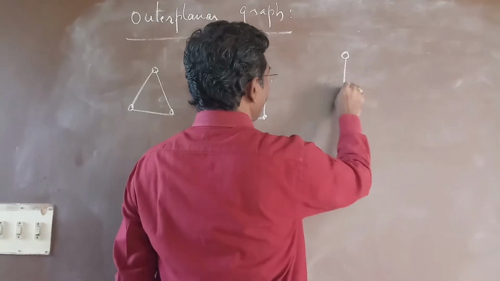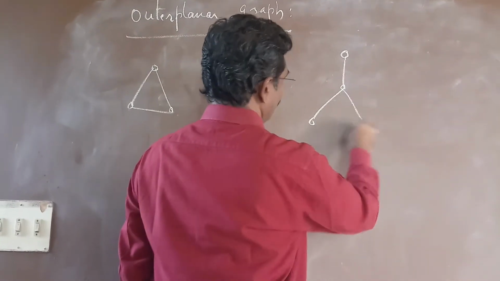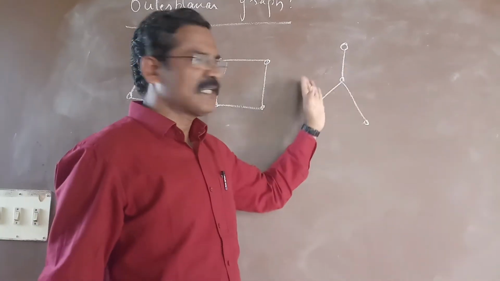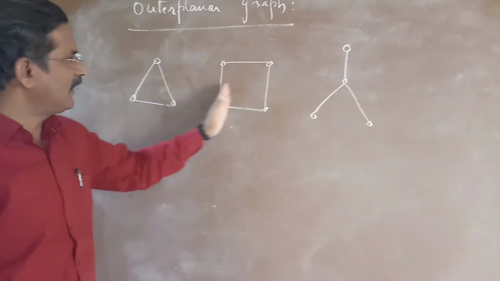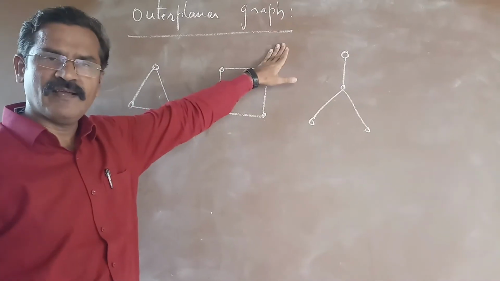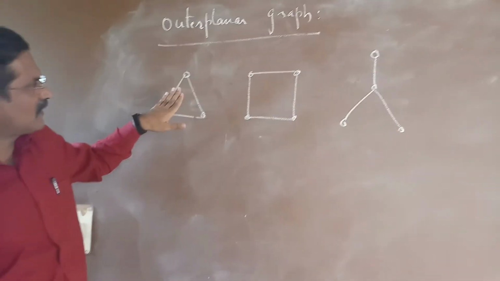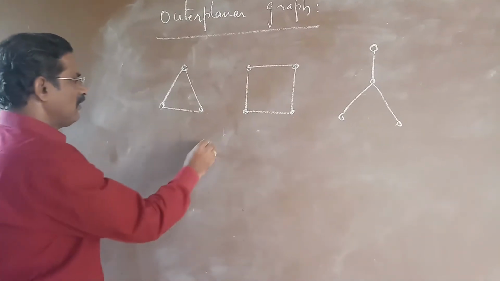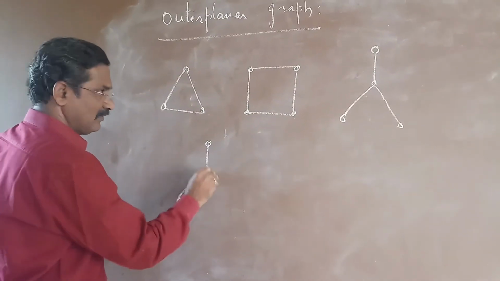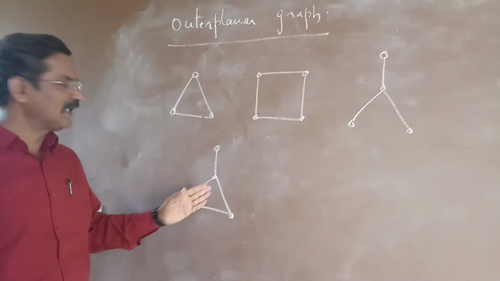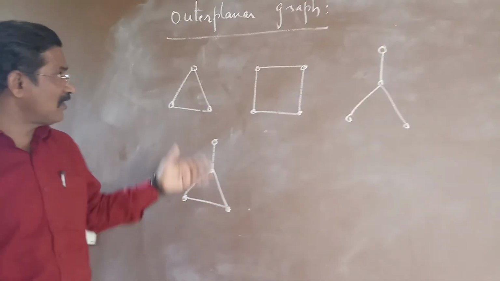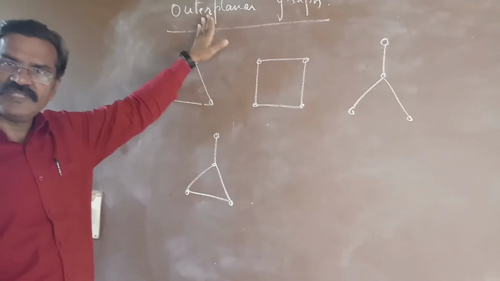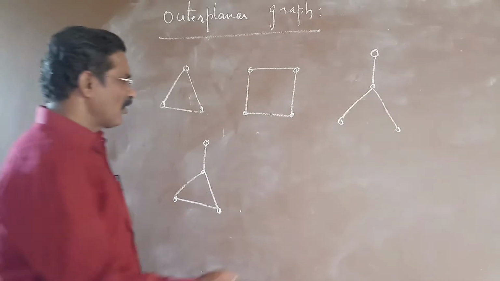Another example, here also every vertex of G is lying on the boundary of the exterior region. So these are all examples of outer planar graph. So what you can say, every cyclic graph is an outer planar graph. Even you can consider another example. This is a unicyclic graph. So a unicyclic graph is also an outer planar graph because every vertex is lying on the boundary of the exterior region. We consider one more example.